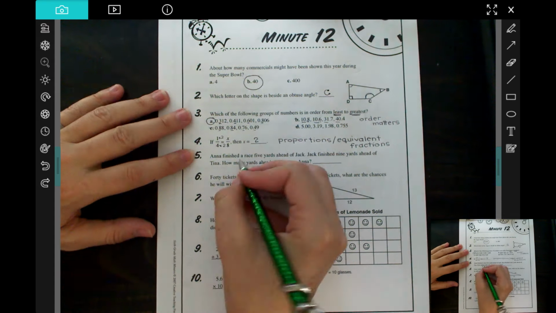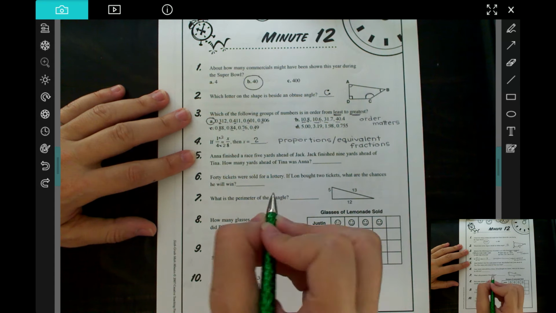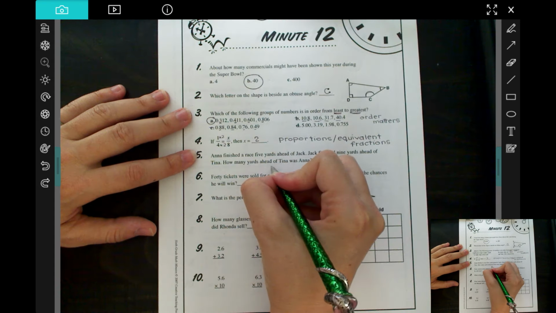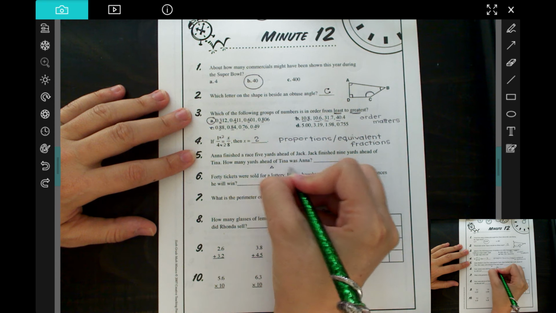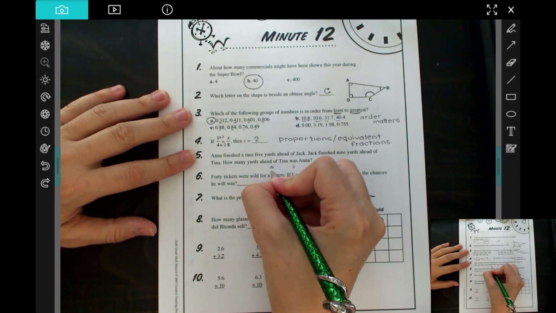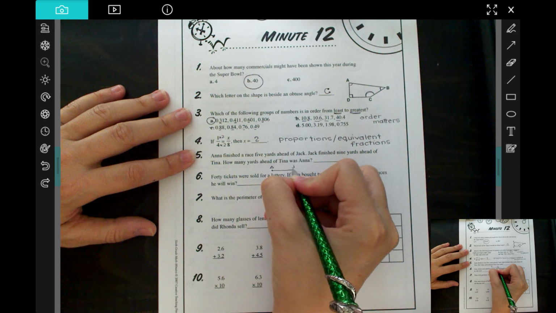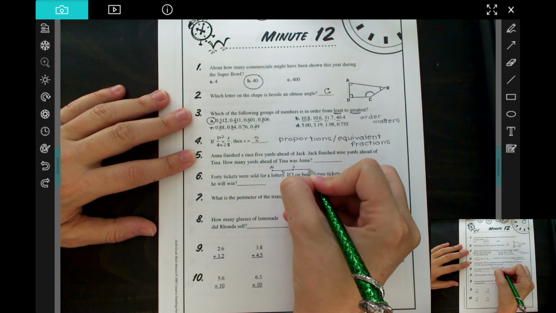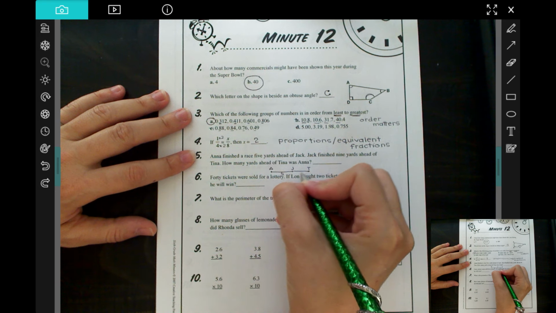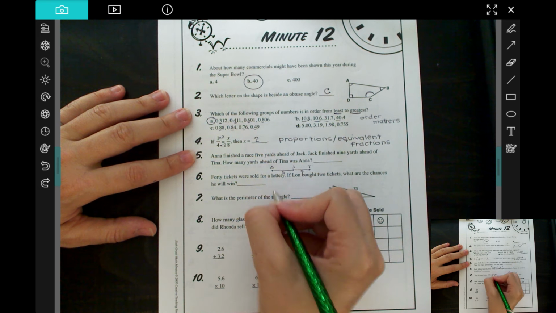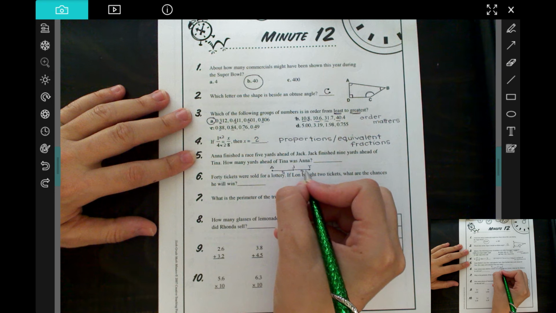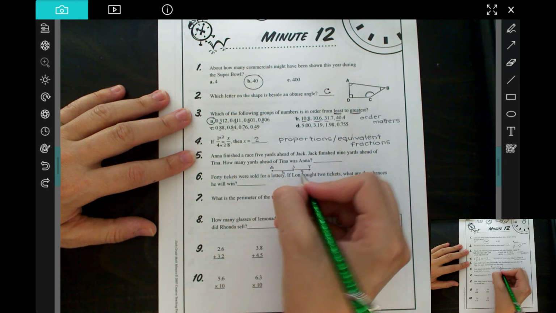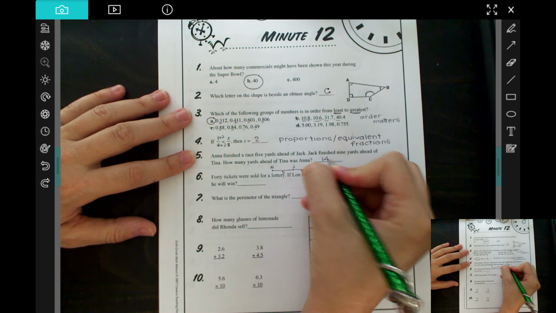Number 5, Anna finished a race 5 yards ahead of Jack. So here's Anna, and here's Jack. So from Anna to Jack is 5 yards. And then Jack finished 9 yards ahead of Tina. So how many yards ahead of Tina was Anna? 5 yards plus 9 yards is 14 yards.